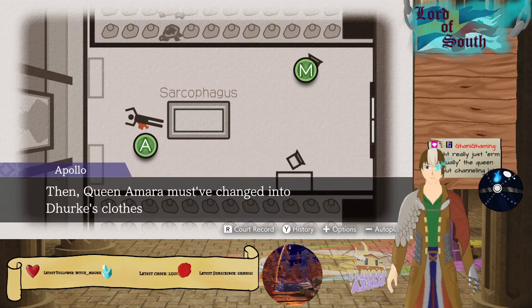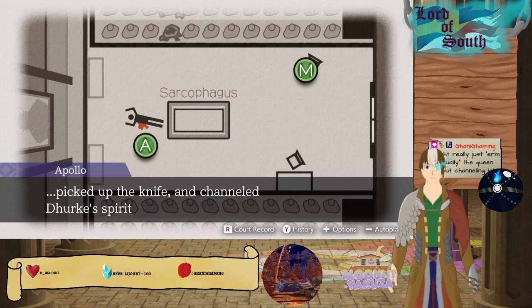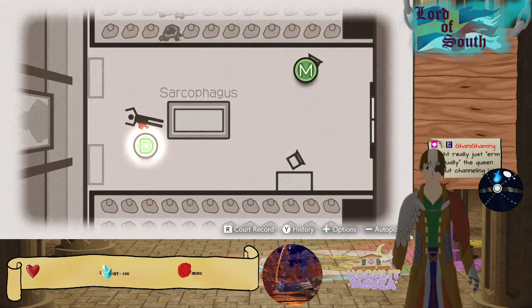Then, Queen Amara must have changed into the Rook's clothing, smeared blood onto them, picked up the knife, and channeled the Rook spirit.